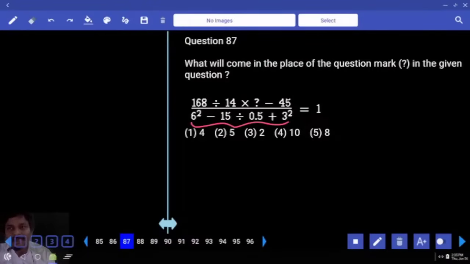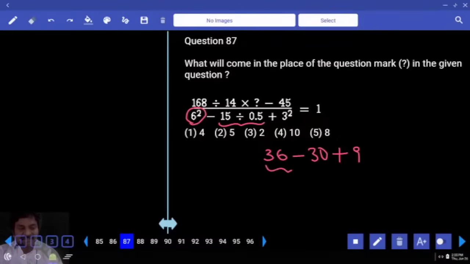This entire denominator goes to right hand side. 6 square minus 15 divided by 0.5. Can I write 0.5 as 1 by 2? 15 by 1 by 2, 2 comes to numerator. It becomes 30 plus 9. 36 minus 30, 6 plus 9. 15 goes to right hand side. 1 into 15, 15.